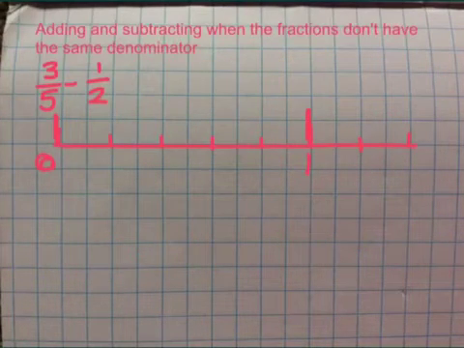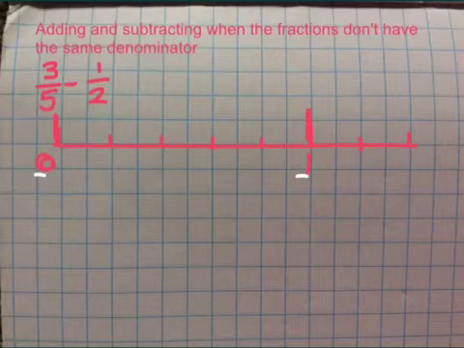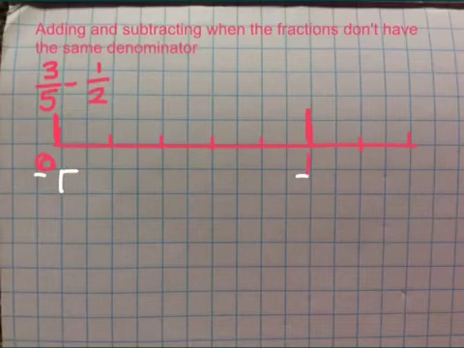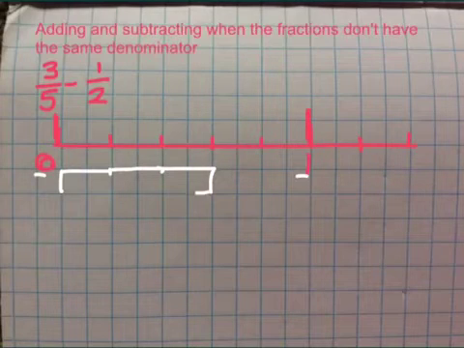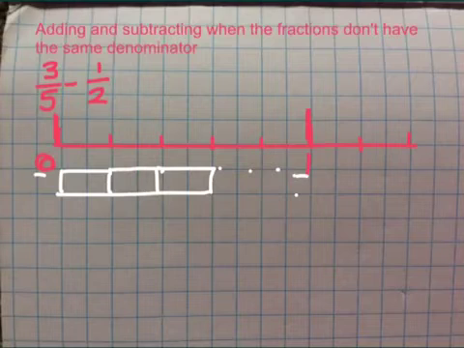In this case, we want to start with 3/5. So if we draw our number line, and between 0 and 1 we divide it into 5 equal parts, we can go along to 3/5. So this is 1/5, 2/5, 3/5. So that's 3/5. That's 3 out of the 5. But we want to take off a half.